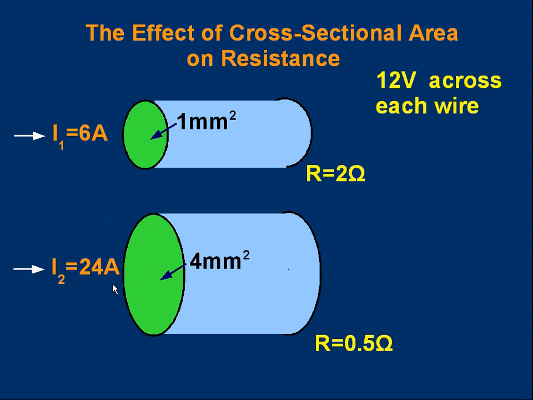Let's work out the resistance. For the top one, voltage over current, 12 over 6, is 2 ohms. For the bottom one, voltage over current is 12 volts over 24 amps. It's half an ohm. What's happened is making the area 4 times bigger has made the resistance 4 times smaller. Say that again. Area 4 times bigger, resistance 4 times smaller.